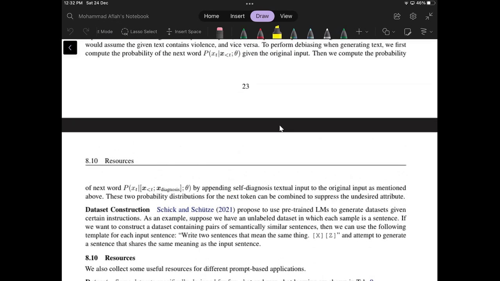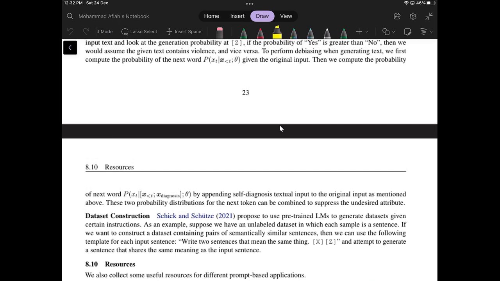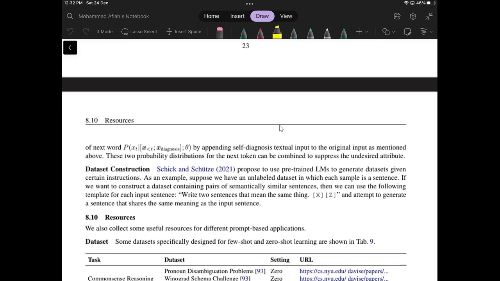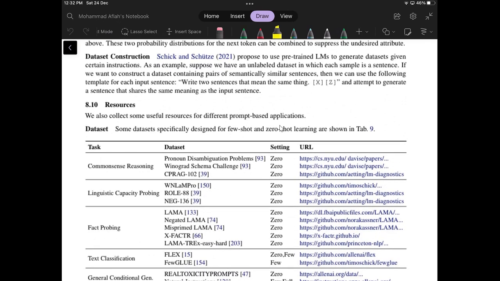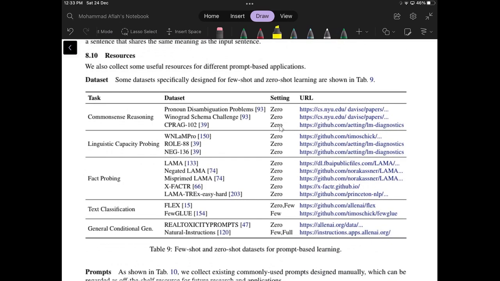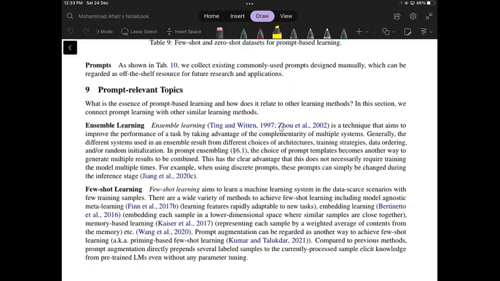Then to perform debiasing, we first compute the probability of the next word, then we compute the probability of the next word by appending the self-diagnosis textual input as mentioned. The two probability distributions can be combined to suppress the undesired attribute. For dataset construction, you can just use it to write two sentences that mean the same thing, and then you attempt to generate sentences that create datasets in an automated fashion. And here are some resources for the same.